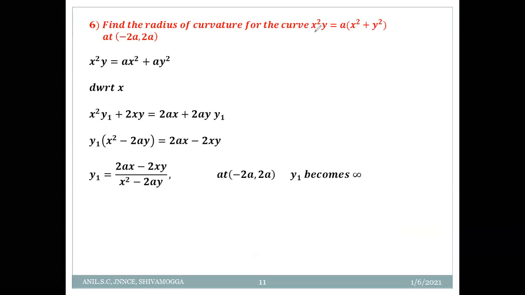Find the radius of curvature of the curve x square y is equal to a into x square plus y square at the point minus 2a comma 2a. You try to solve this problem by yourselves at your home. x square y is equal to a into x square plus y square at minus 2a comma 2a.